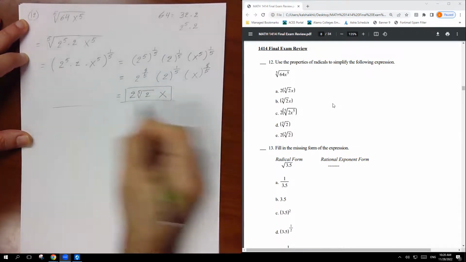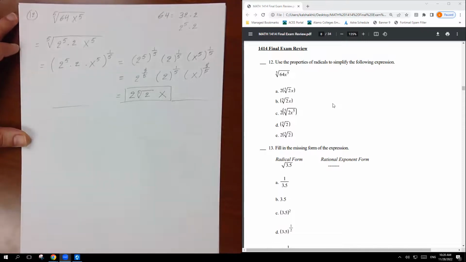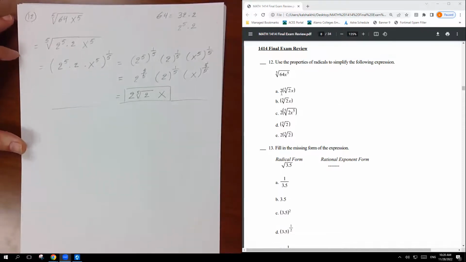So that's it for example 12. We're going to choose the first one, which is exactly what we get. For number 13, this is the solution. For number 13, we need to convert from the radical form to the rational exponents form.